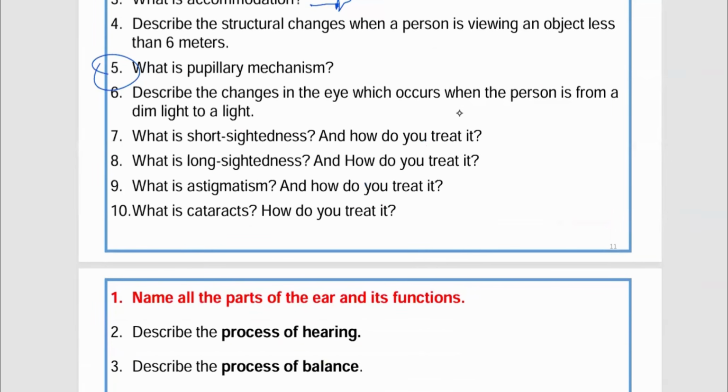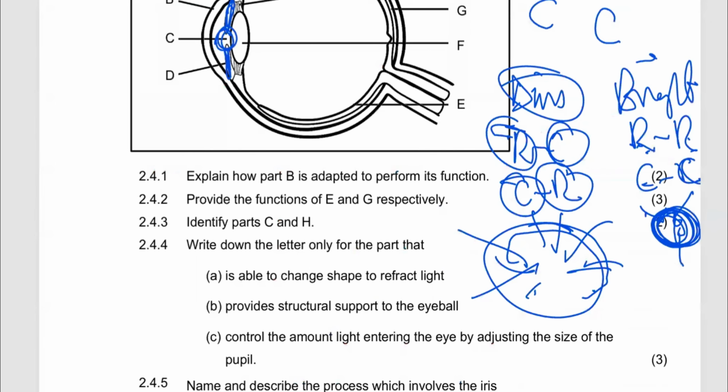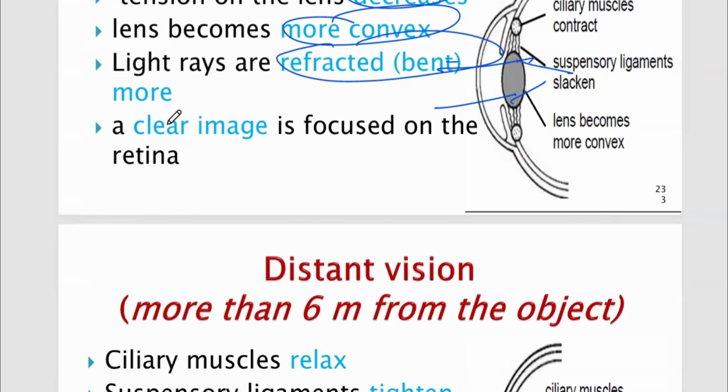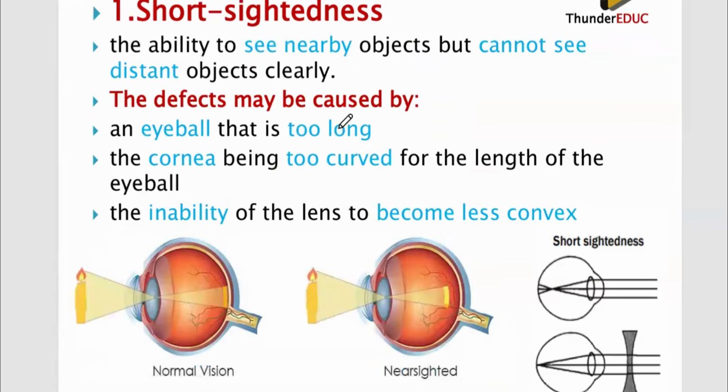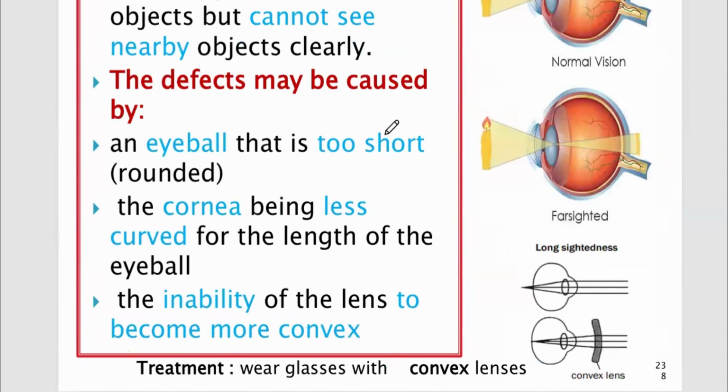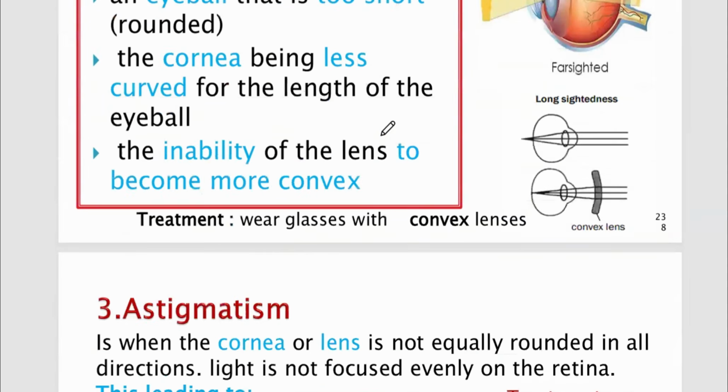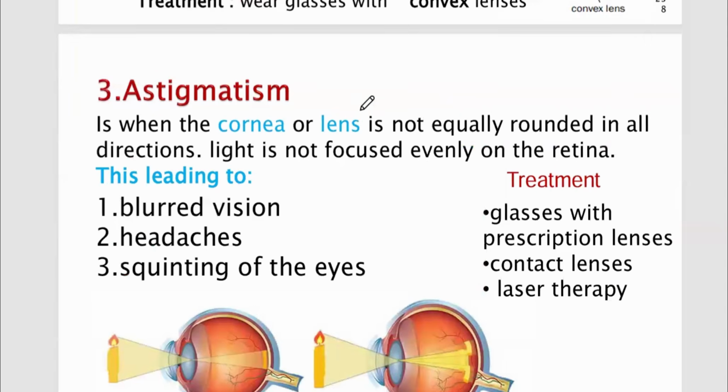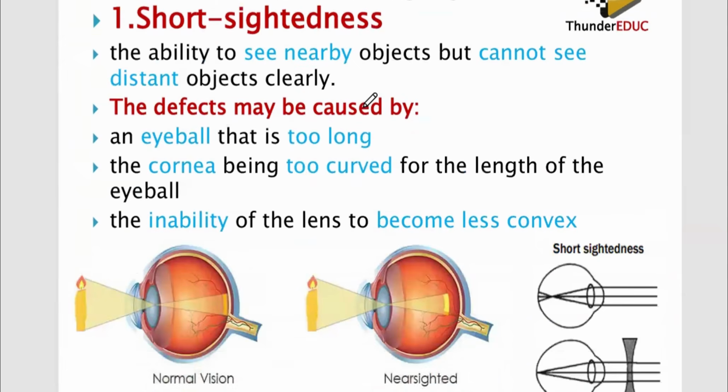These are the kinds of changes which happen when the eye is in dim light. Okay, we have seen that. What is short sightedness? It is the ability of the eye to see objects which are near, but you won't be able to see objects which are far. And how do we treat it? You have to first identify what caused that.